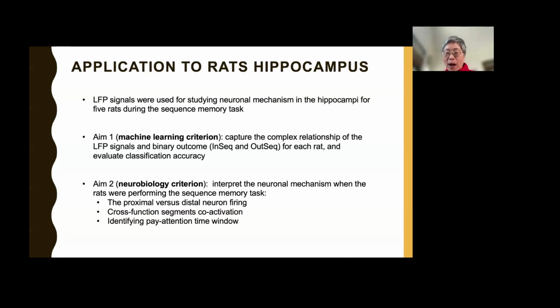The second is a neurobiological criterion that we really try to interpret, because when you do this kind of scientific experiment, you cannot just tell the investigator, I can predict well. They want to know the reason. They pay a lot of money to do the experiment. They try to understand which regions are important, which parts are co-activated with each other, and in which time window the rats really pay attention and are focused.